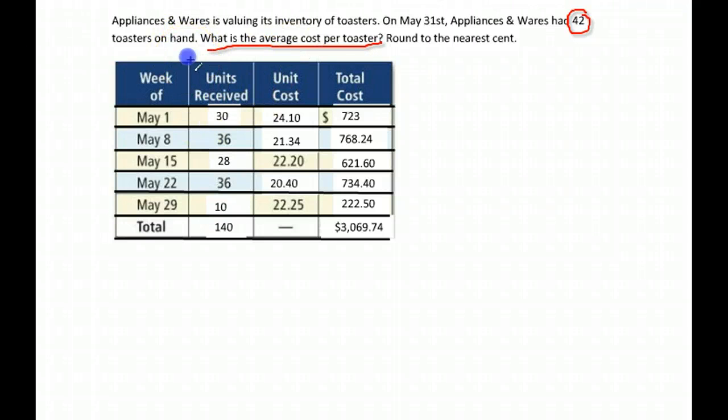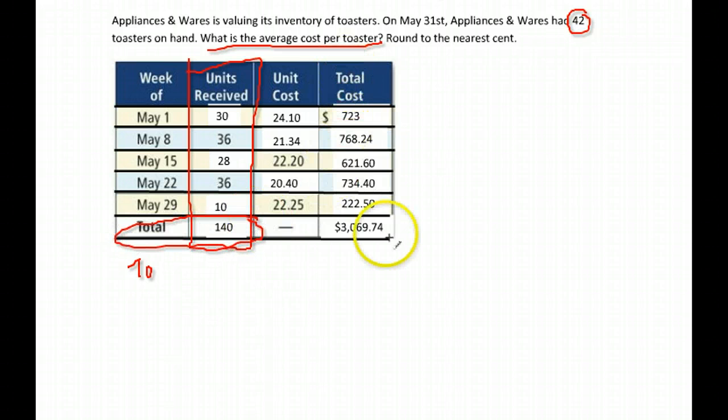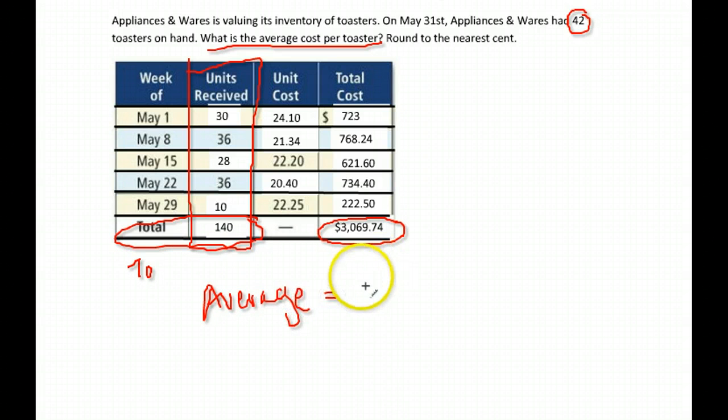So again, the average price per toaster, you need to know how many total toasters you bought. We have to total this here. Oh, sorry, they did that for us. And you need the total cost, which again, they did for us. Okay, so to find the average, you take the total cost divided by the total units. So the dollars divided by the number of items.